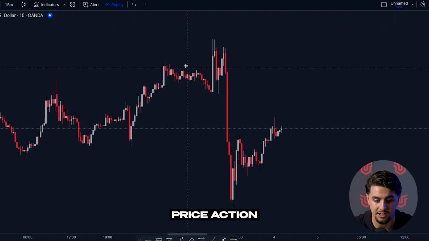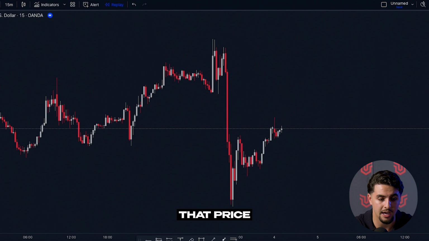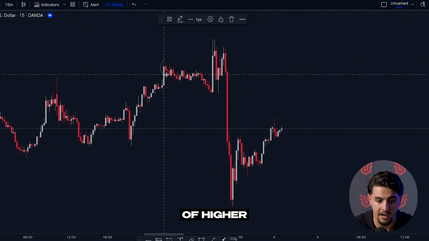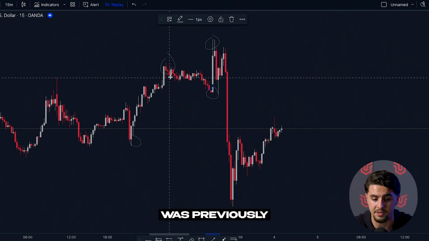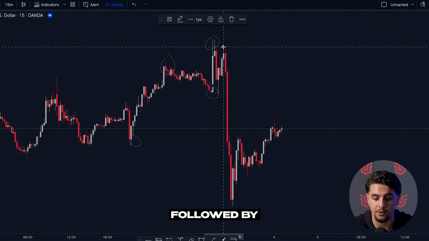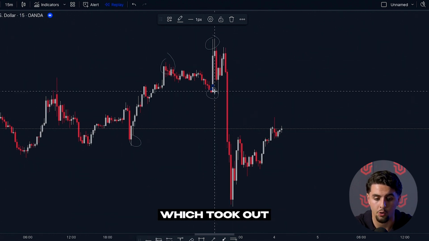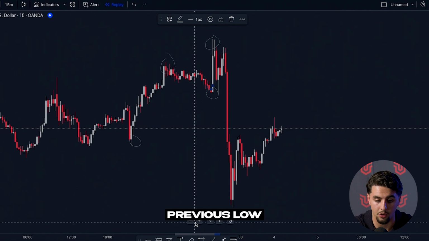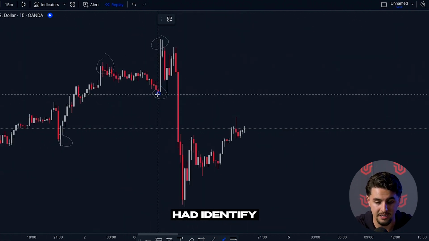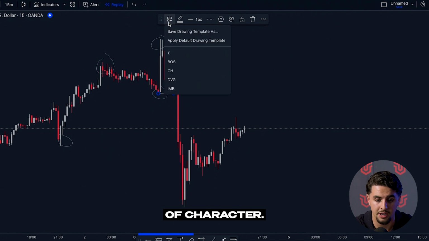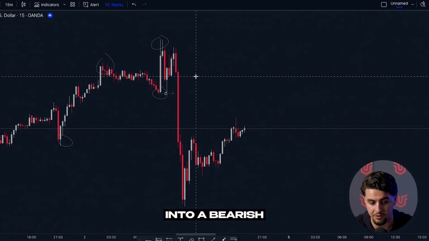So if we look at the price action right over here, you can see that price is printing a series of higher highs and higher lows. Now that we've identified that price was previously in an uptrend, it was then followed by an impulsive move to the downside, which took out the most previous low. Once this previous low has been taken out, this right here is what we would identify as a change of character. So now we've switched from a bullish market sentiment into a bearish market sentiment.